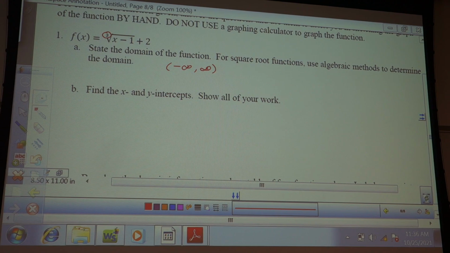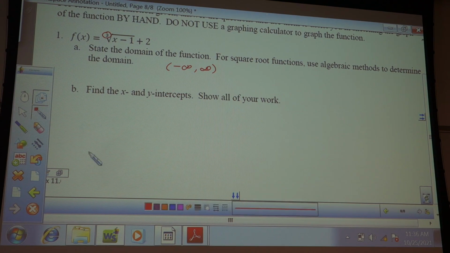Find the x and y intercepts. Show your work. So what's up with the x-intercept? Which one do you do first, x or y? I don't care. Pick one. X, okay. X-intercept. You need to set something equal to 0. What is it that we set equal to 0, the y or the x? The y. We set the other one equal to 0.